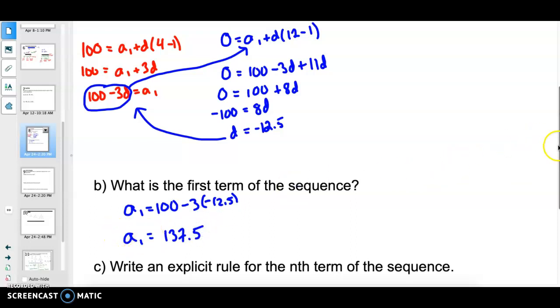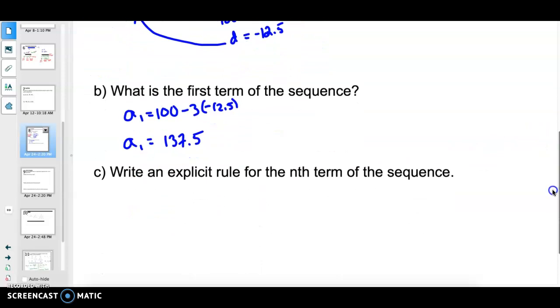So finally, to put it all together, to write our explicit rule, we needed d and a1. So our explicit rule for this arithmetic sequence would be an equals 137.5, which is our a1, minus 12.5, or you could have done plus negative 12.5 times n minus 1. So that is the explicit rule for this sequence. And you could use it to find the 1,000th term, the 1,000,000th term, and that's what this would give you.